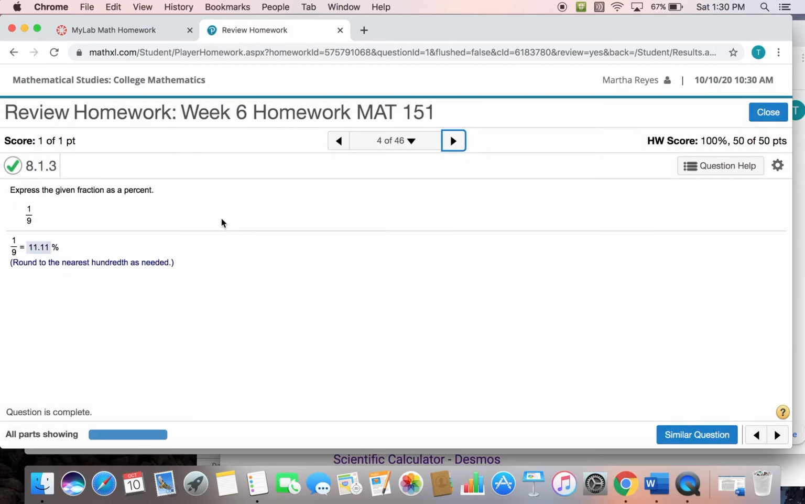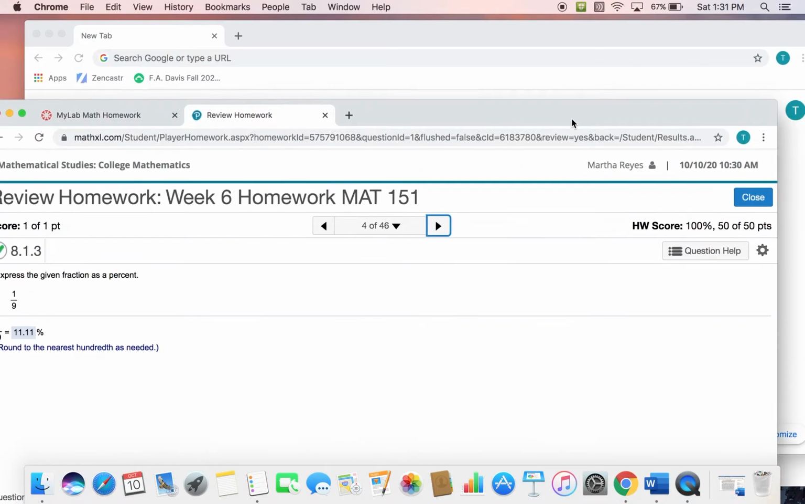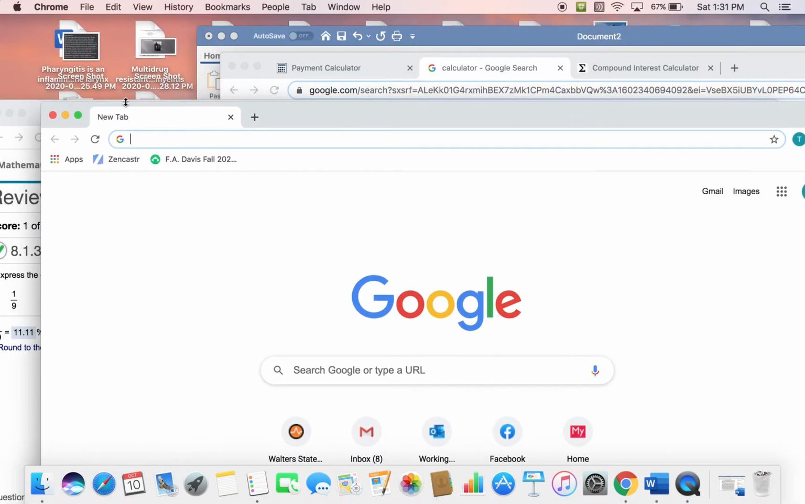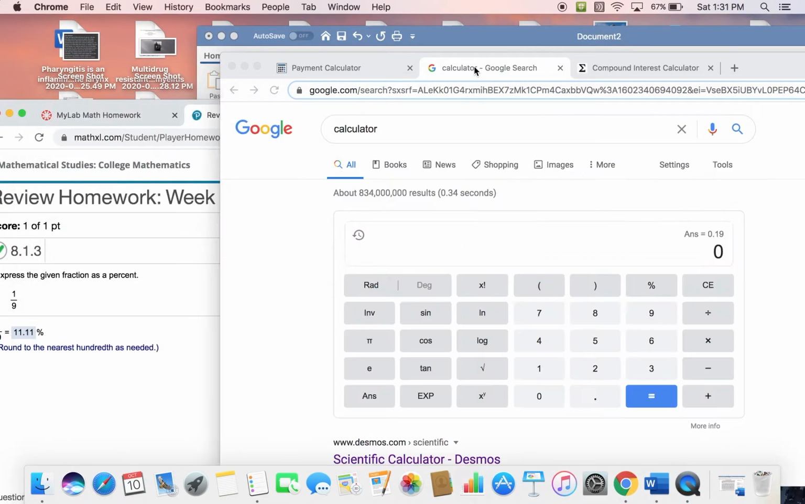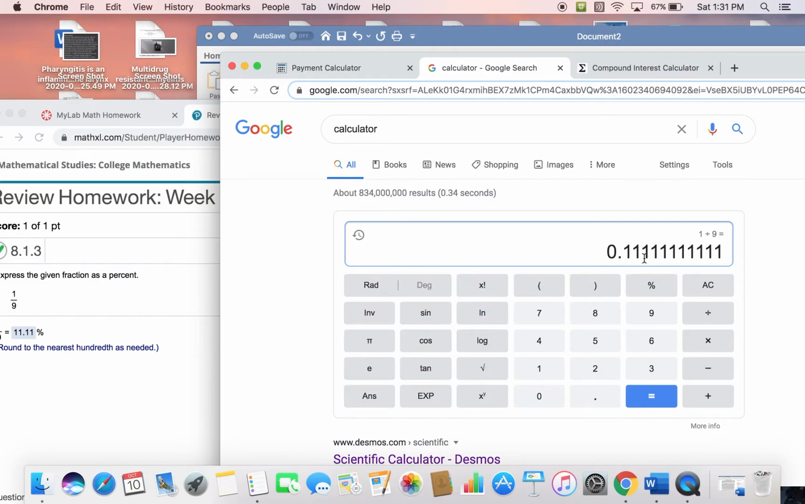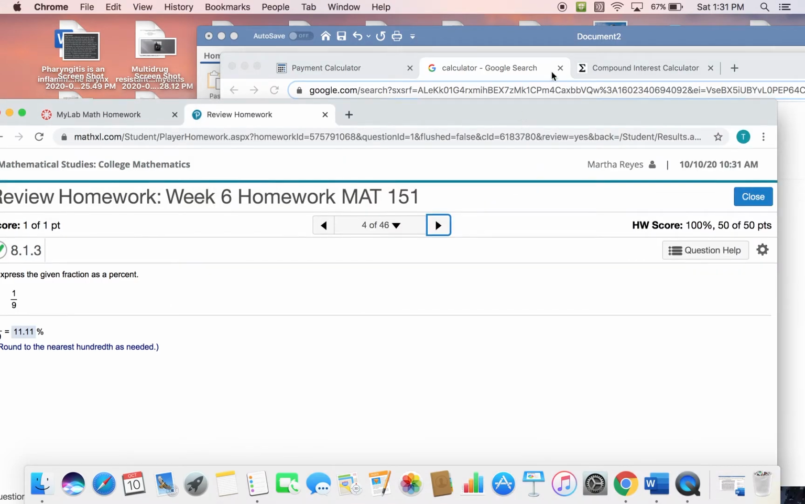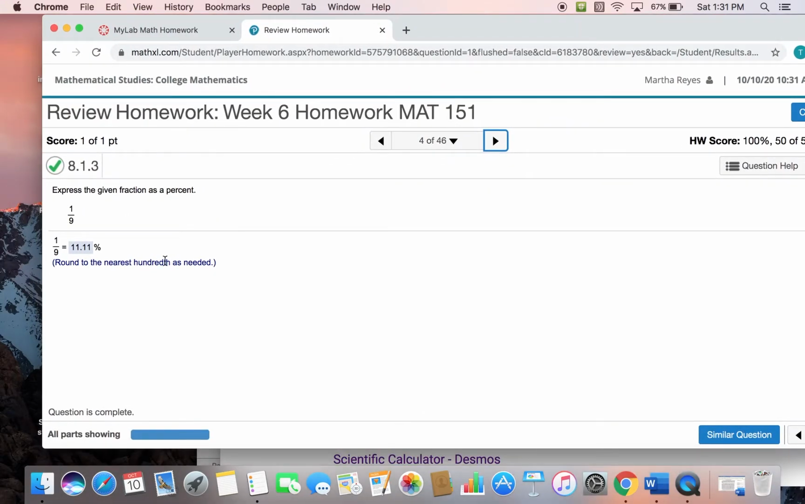Okay, so in the case of fractions as percentages, all you want to do is do the division. So if I divide 1 by 9, let's actually go to a calculator very quickly here. 1 divided by 9. Okay, I'm going to get 0.1111. All right, I have to move it 2 to the right to get a percentage, and it still asks you to round to the nearest hundredth.